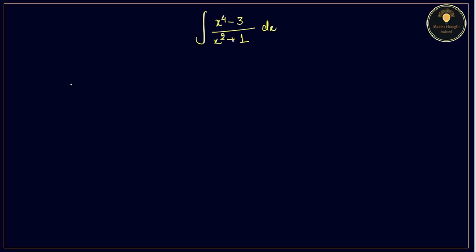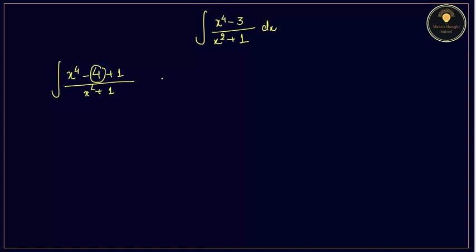In this integration, we have to find the value of the integral of x to the power 4 minus 3 upon x square plus 1. So you will write x to the power 4 minus 4 plus 1, and in the denominator you will write x square plus 1. But it will not give you 1. So what will you do?